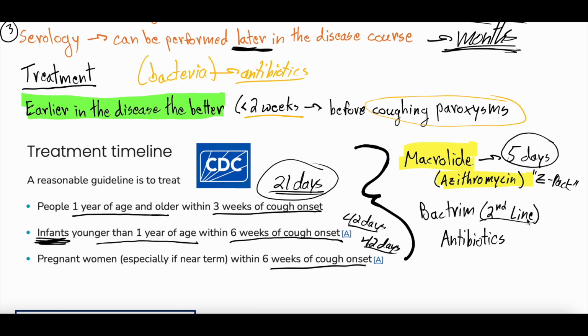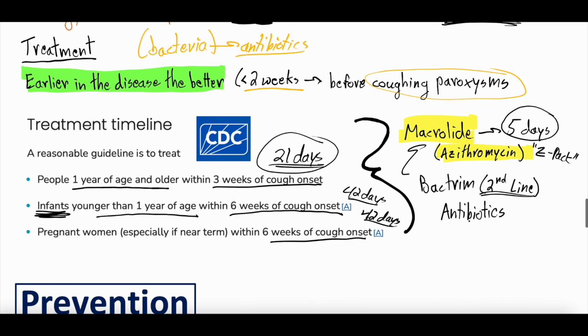And it is second line if you have an allergy to a macrolide. But azithromycin, a macrolide, is the first line treatment. This is classically known as a Z-pack. Trimethoprim-sulfamethoxazole is Bactrim. Okay, so that is treatment of pertussis.